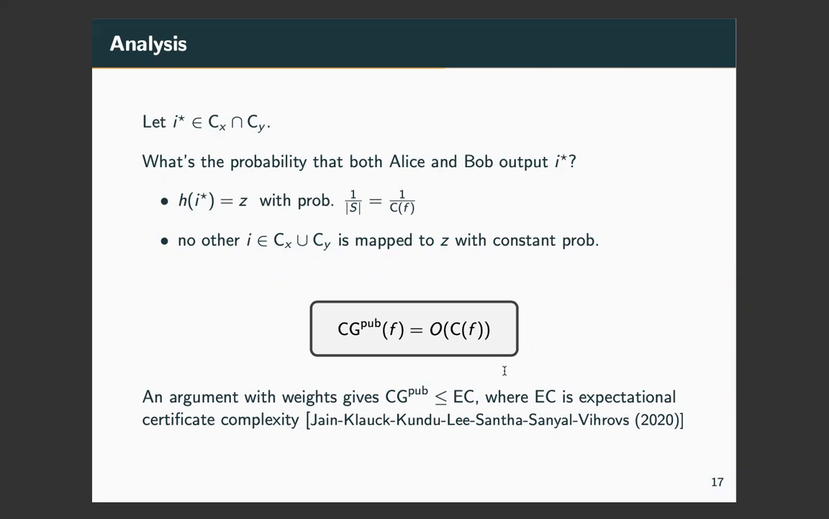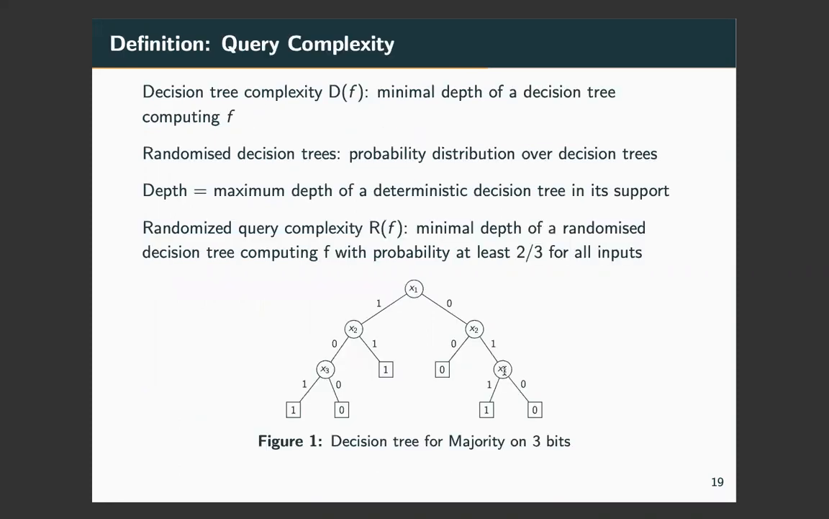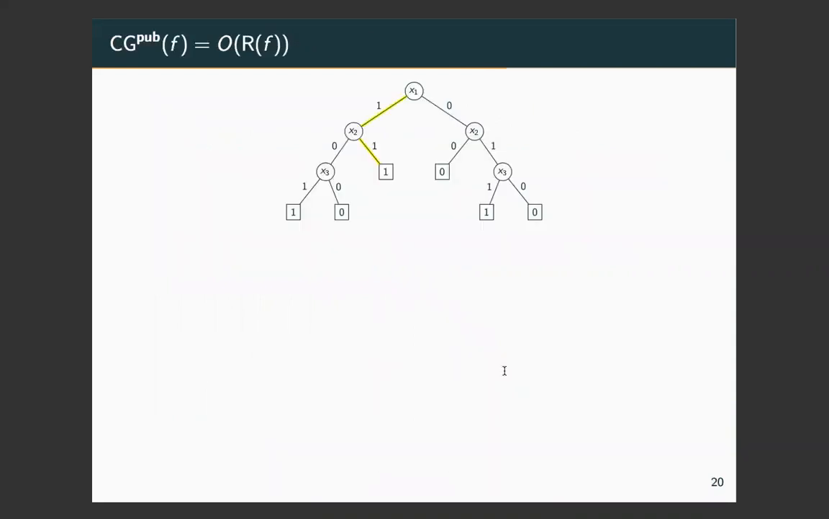An argument with weights gives that CG pub is bounded above by expectational certificate complexity, which is a smaller measure than certificate complexity. We will now move on to another complexity measure called the randomized query complexity and see how CG pub is related to it. Here is the definition for the query complexity measure. We will now show that CG pub of a function is at most randomized query complexity.